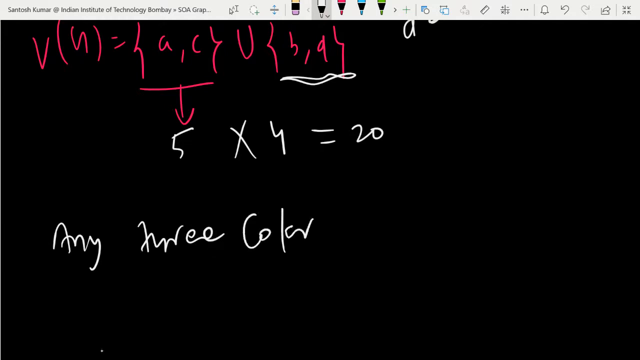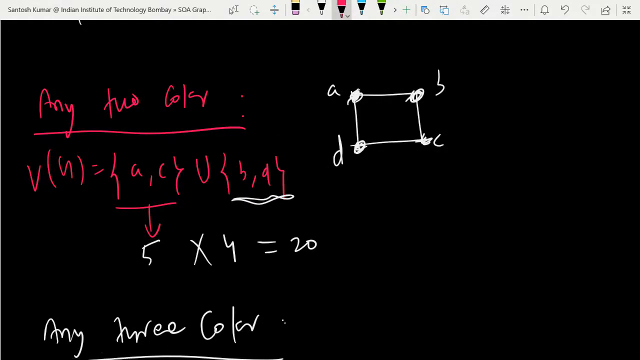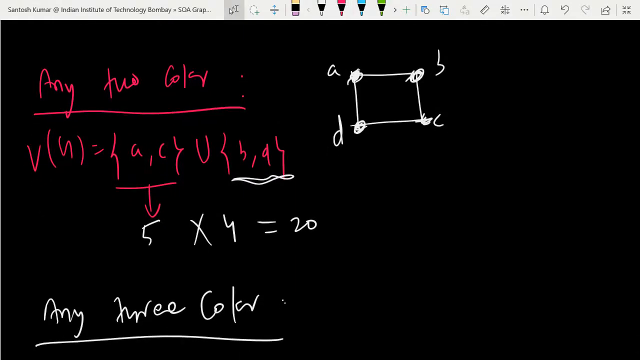Sir, can you explain again, sir? Yes, see, I want to label the vertices of this graph. How many vertices do we have? 4. I'm considering I will use only 2 colors. So how can I do that? Only 2 colors I want to use. For vertex A and vertex C, you can use one color, isn't it? And for vertex B and vertex D, you can use the same color. So in this way, you can use any 2 colors.